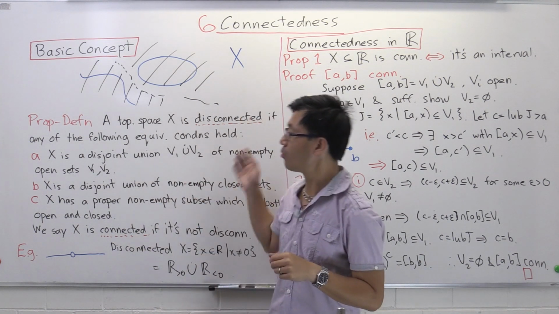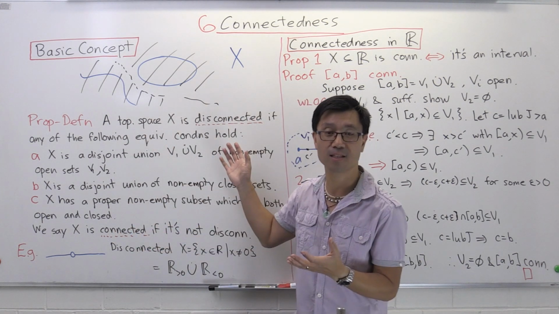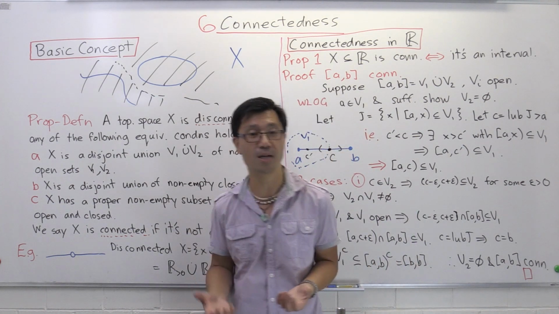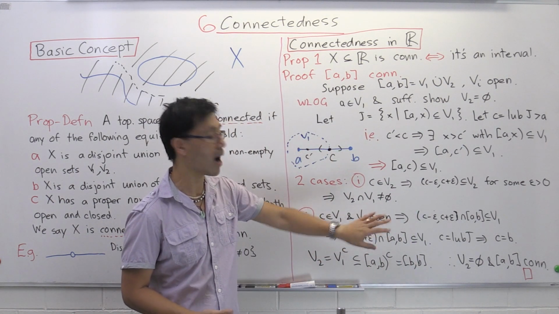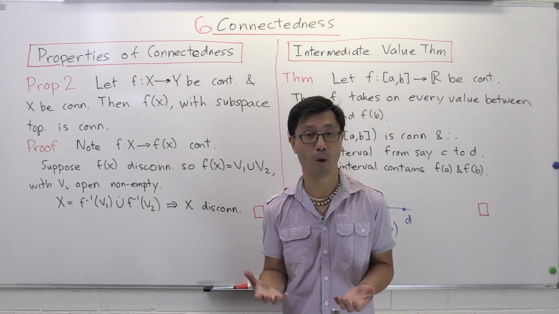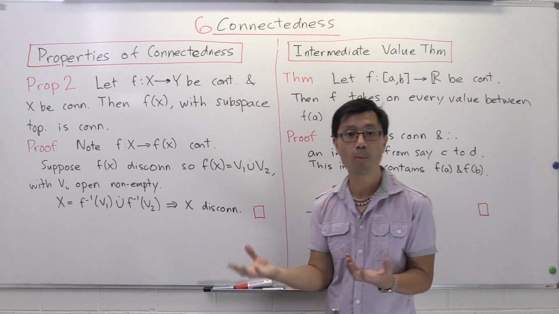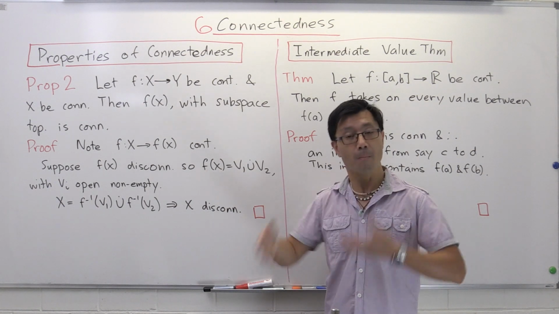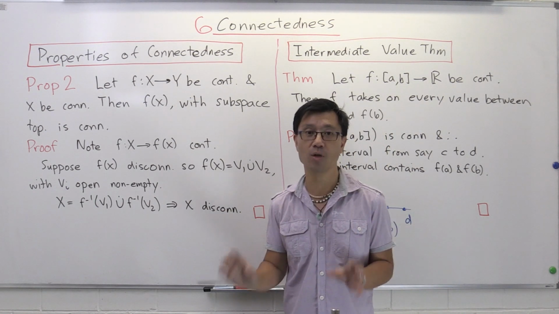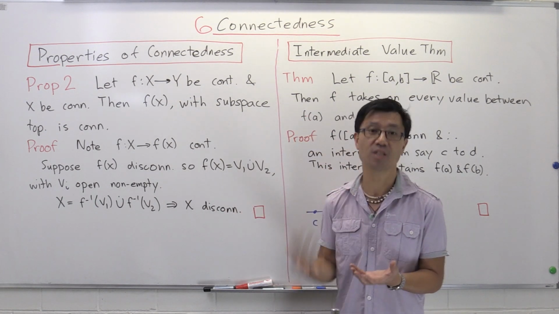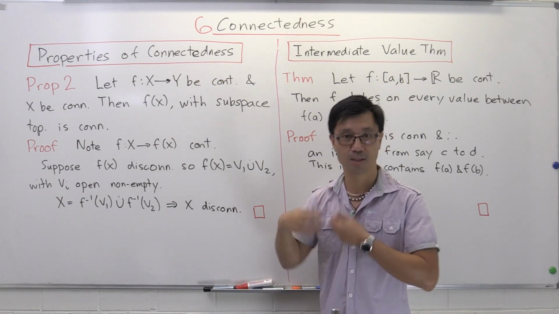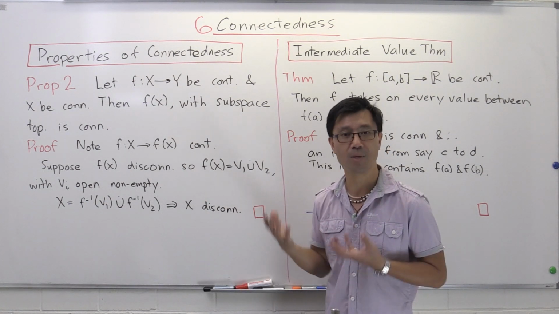So you can't, so to speak, disconnect the space, this interval, by writing it as a disjoint union of non-empty open sets, and that means that the intervals are connected. Now, connectedness is a topological property. In other words, if you have homeomorphic topological spaces, they are either both connected or they're both disconnected. And the reason for that is because the notion of connectedness is defined just in terms of the topology. You want to see whether you can write that space as a disjoint union of non-empty open sets.